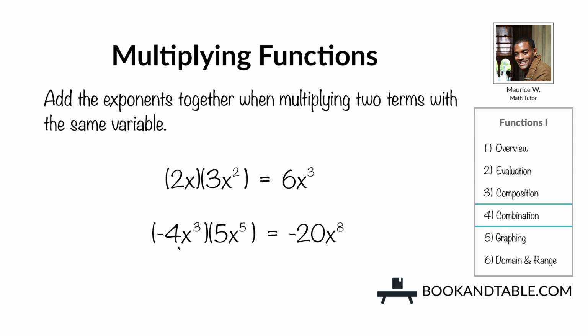Another example, if we had negative 4x to the third times 5x to the fifth, we multiply the coefficients. Negative 4 times 5 gives us negative 20. And x to the third times x to the fifth is equal to x to the 3 plus 5, which would be 8. So when we're multiplying functions, remember you multiply the coefficients. And when you're multiplying like terms, you add the exponents together.